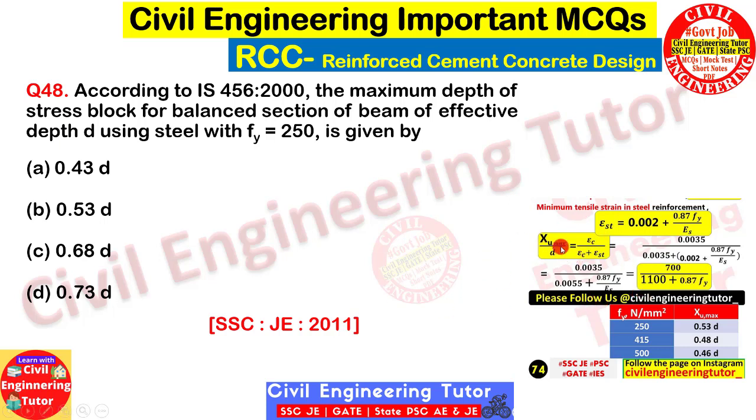You have to remember that the ratio of Xu max by D, that means the maximum depth of stress block divided by total depth, is given by strain in concrete divided by strain in concrete plus strain in steel. The final formula comes out like this: 700 by 1100 plus 0.87 Fy. For three different grades, 250, 415 and 500, the corresponding Xu max value is given here. To save your time, you should remember this formula.